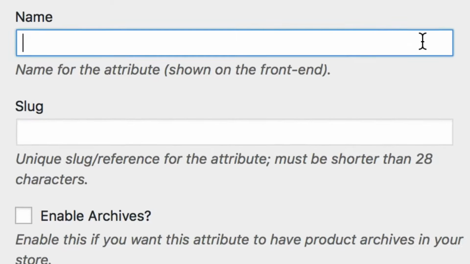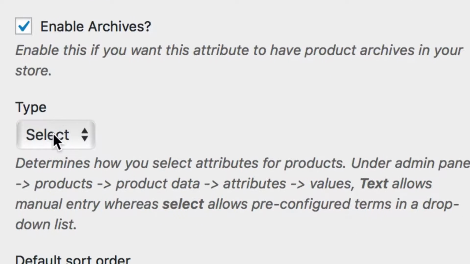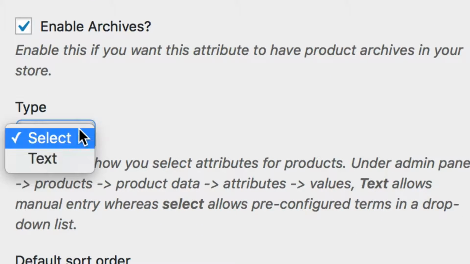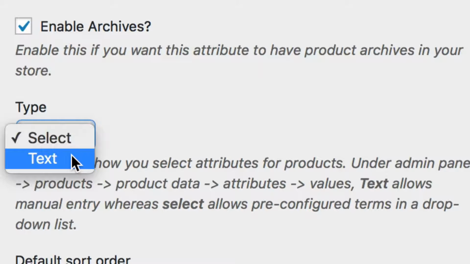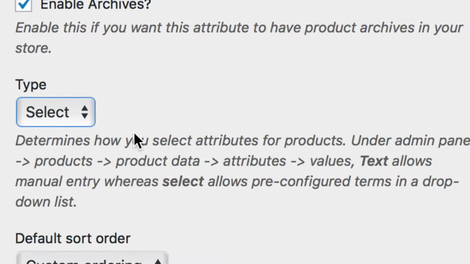Start by naming this attribute, in this case size. You can then give it a slug, enable archives, and choose a type. In the type dropdown, you have the options select or text. We're going to choose select as we want to create pre-configured sizes available in a dropdown on the product. Text would let your customers enter their own text on the product.